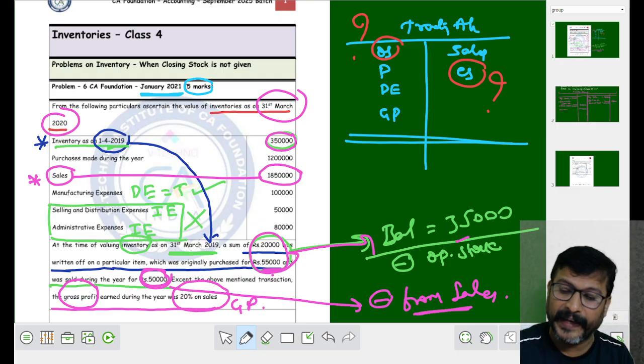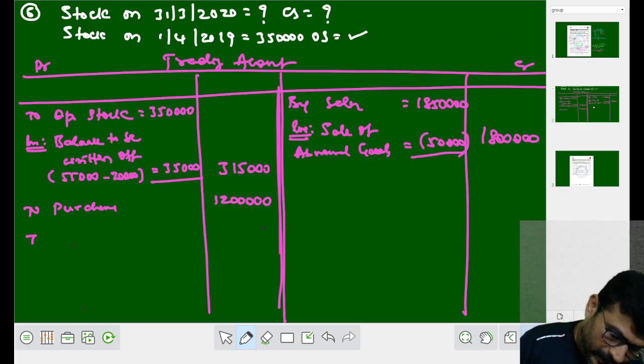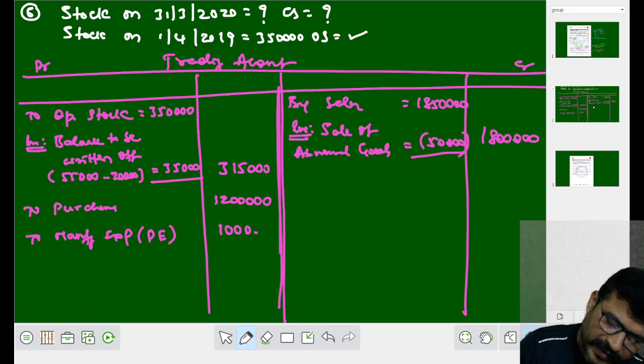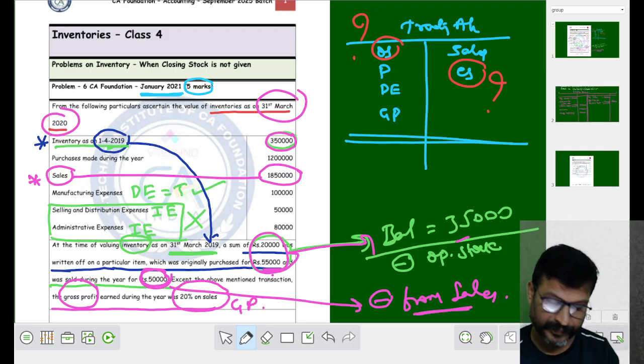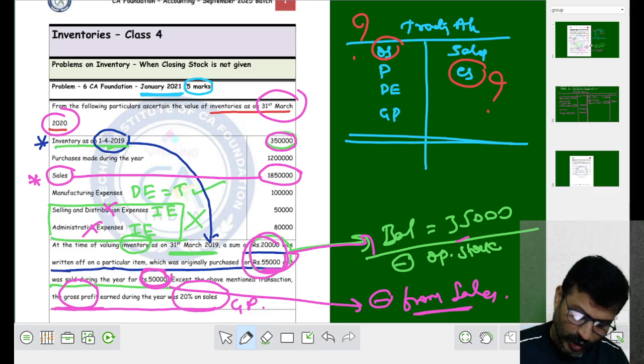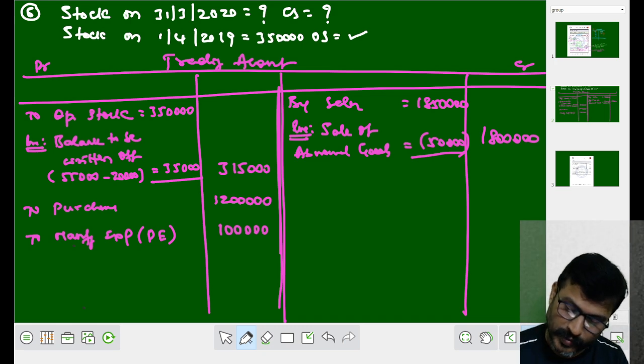Manufacturing expenses, the direct expenses, 1 lakh. To manufacturing expenses as a direct expense we have to record 1 lakh. Then selling expenses, no, it is indirect. Administrative, no, it is indirect. At the time of valuing the stock, inventory is taken, sales is subtracted. Now the gross profit is 20% on sales. They have given gross profit, right?